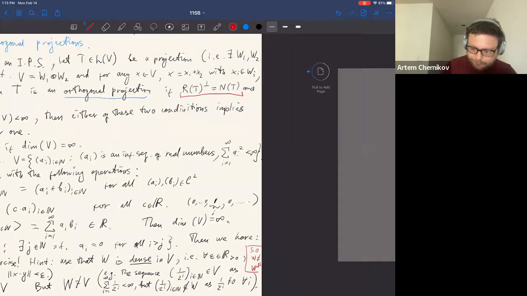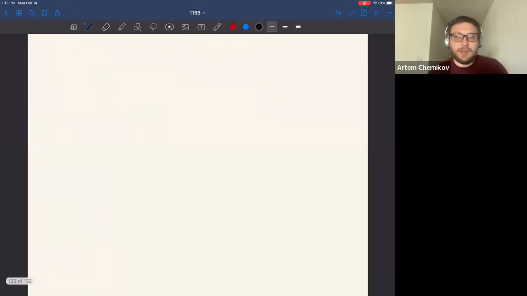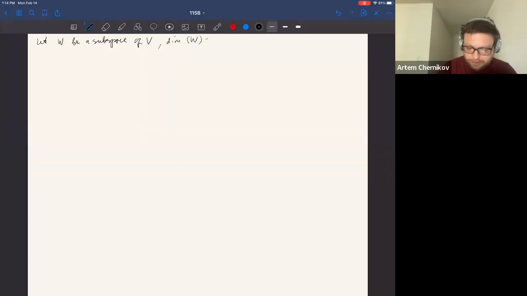Okay, all right. So now let's try to understand further the difference between orthogonal projections and regular projections and some of their properties. Okay, so assume we're in a situation where W is a subspace of V and the dimension of W is finite. But we are not making any assumption on the dimension of V itself, it could be infinite.